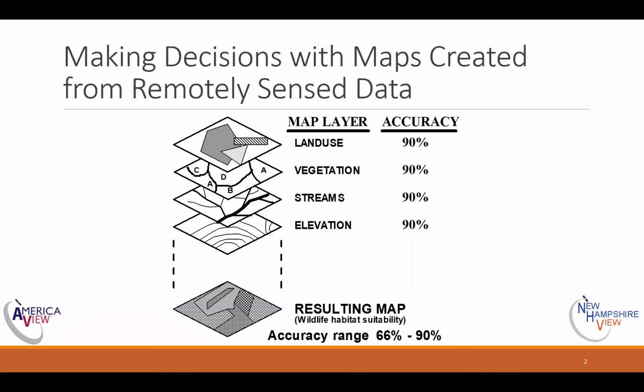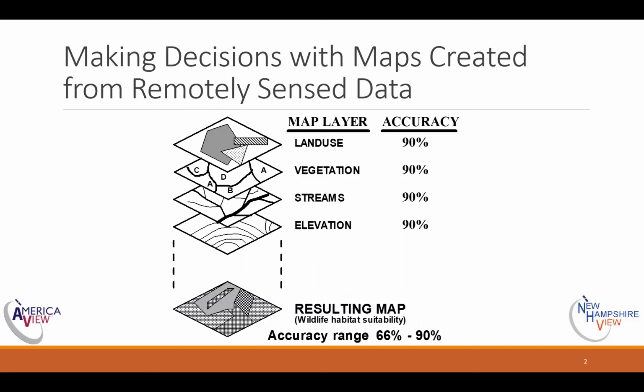Because why are we making these maps? Why are we spending all this time with this spatial data? Why are we using the remotely sensed imagery? And then why are we assessing the accuracy of it? And so you can see this nice example here. Let's say we want to produce some kind of a wildlife habitat suitability map, and we've got 4 different layers, and we've assessed the accuracy of those layers.